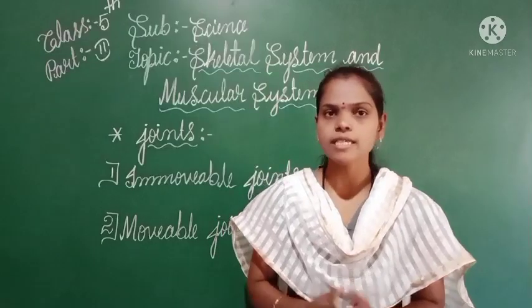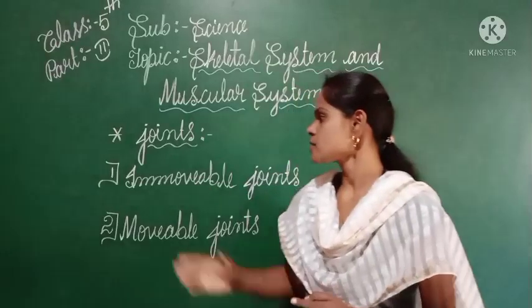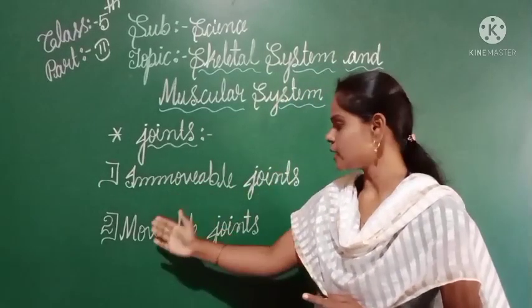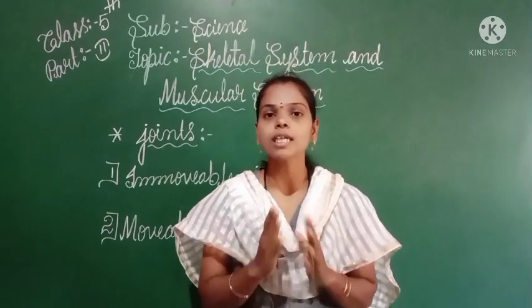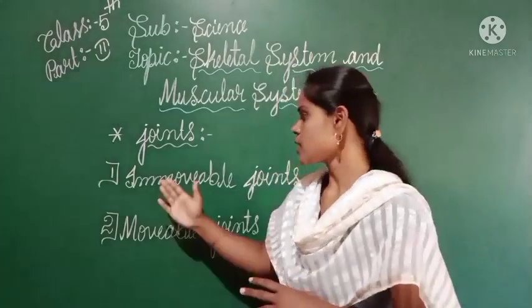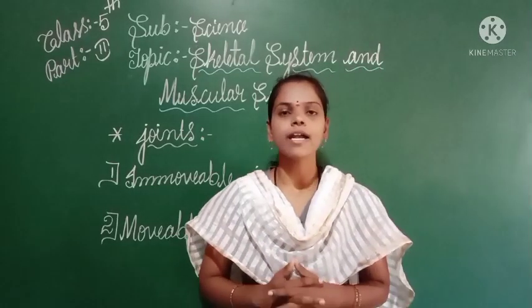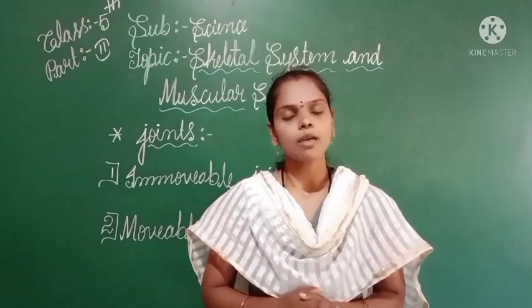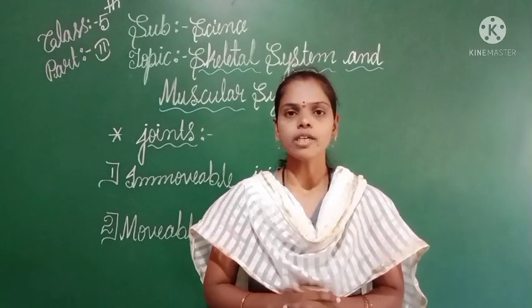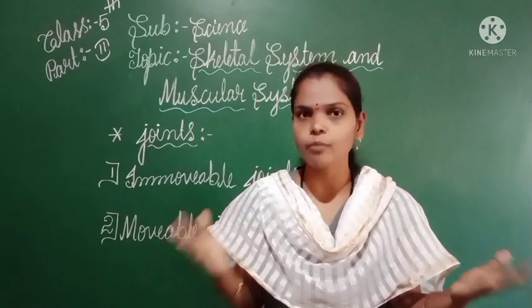So dear students, in the joints we can see two kinds of joints, such as immovable joints and movable joints. What are immovable joints? First, let us know what immovable joints are and which part of the skeletal system contains them. Immovable joints are the joints which cannot show any movement.